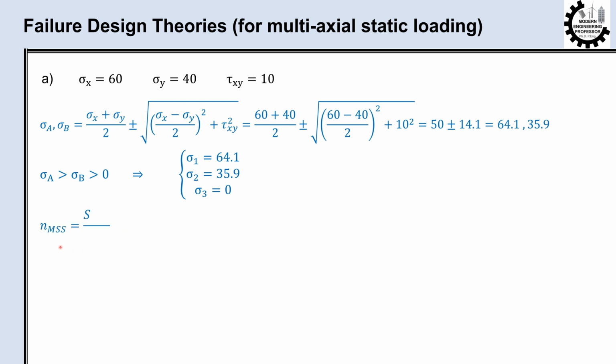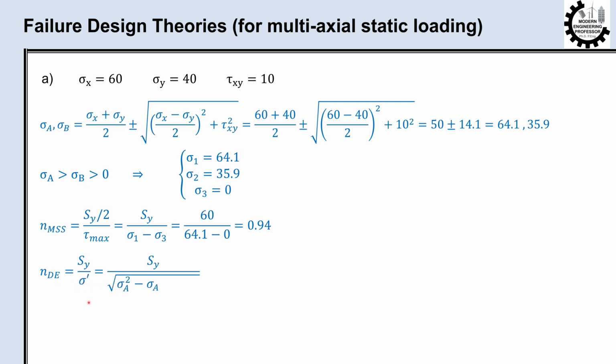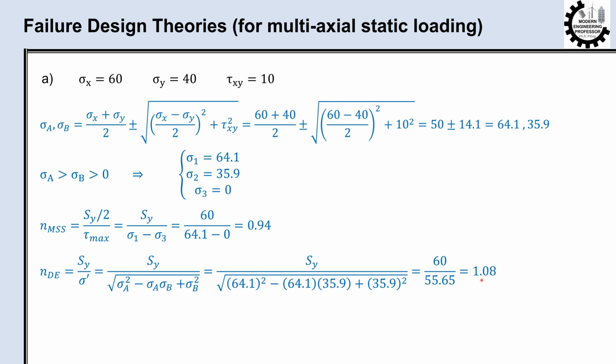We can now calculate the factor of safety based on the maximum shear stress theory. This factor of safety, which is smaller than 1, indicates failure due to yielding. We also calculate the factor of safety based on the distortion energy theory. This theory predicts no yield failure since the factor of safety is larger than 1.